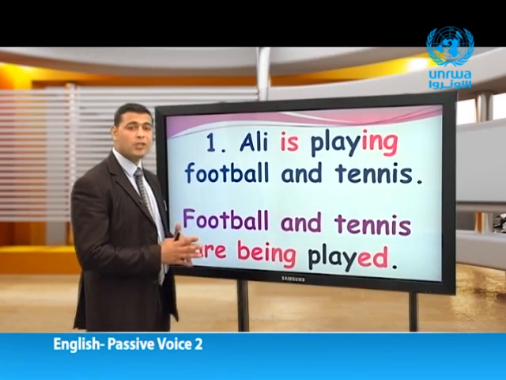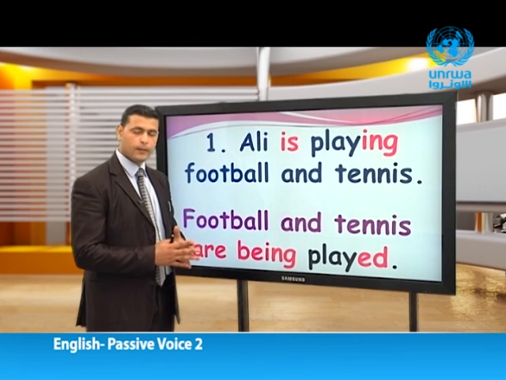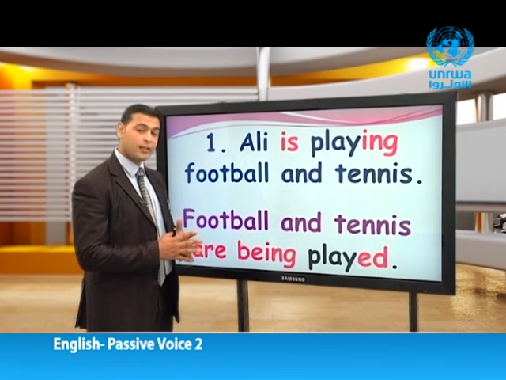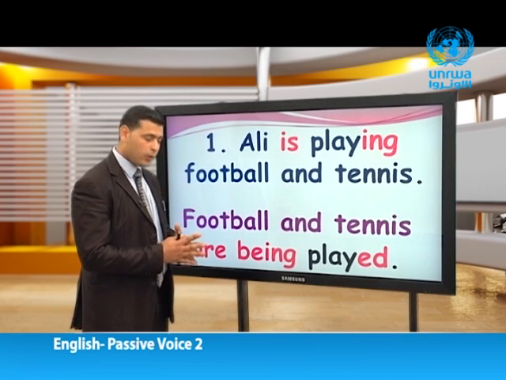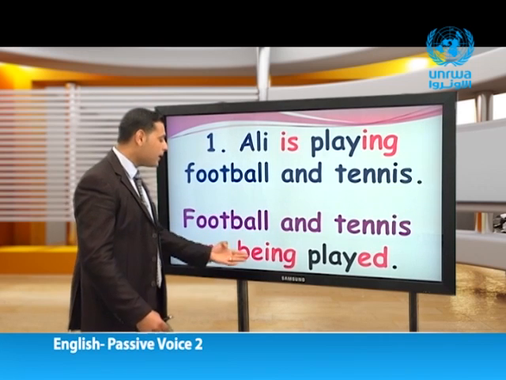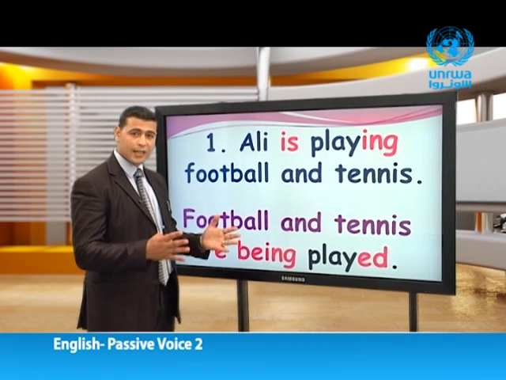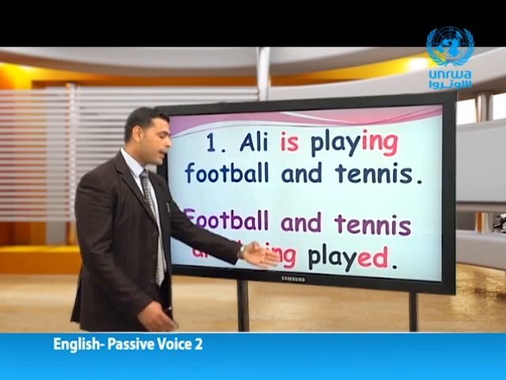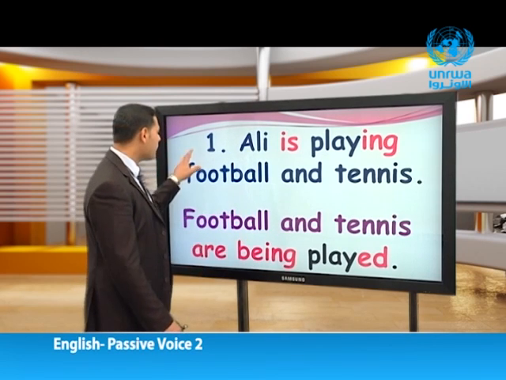Now look at this new subject. Football and tennis. It's a plural subject. What about the verb in the first sentence? Is playing. It's in the present continuous. So here we used are. Football and tennis are. After are we used being and the main verb in the past participle. Now let's read the sentence for the last time. Football and tennis are being played. Are being played.